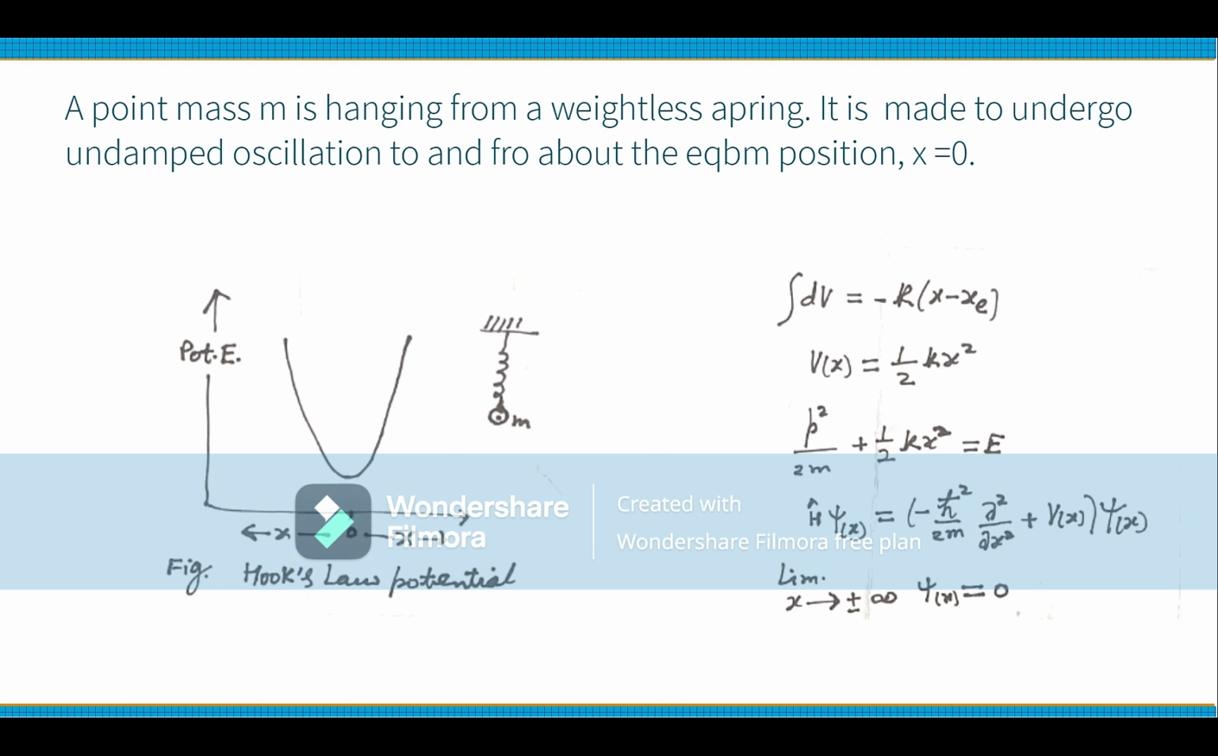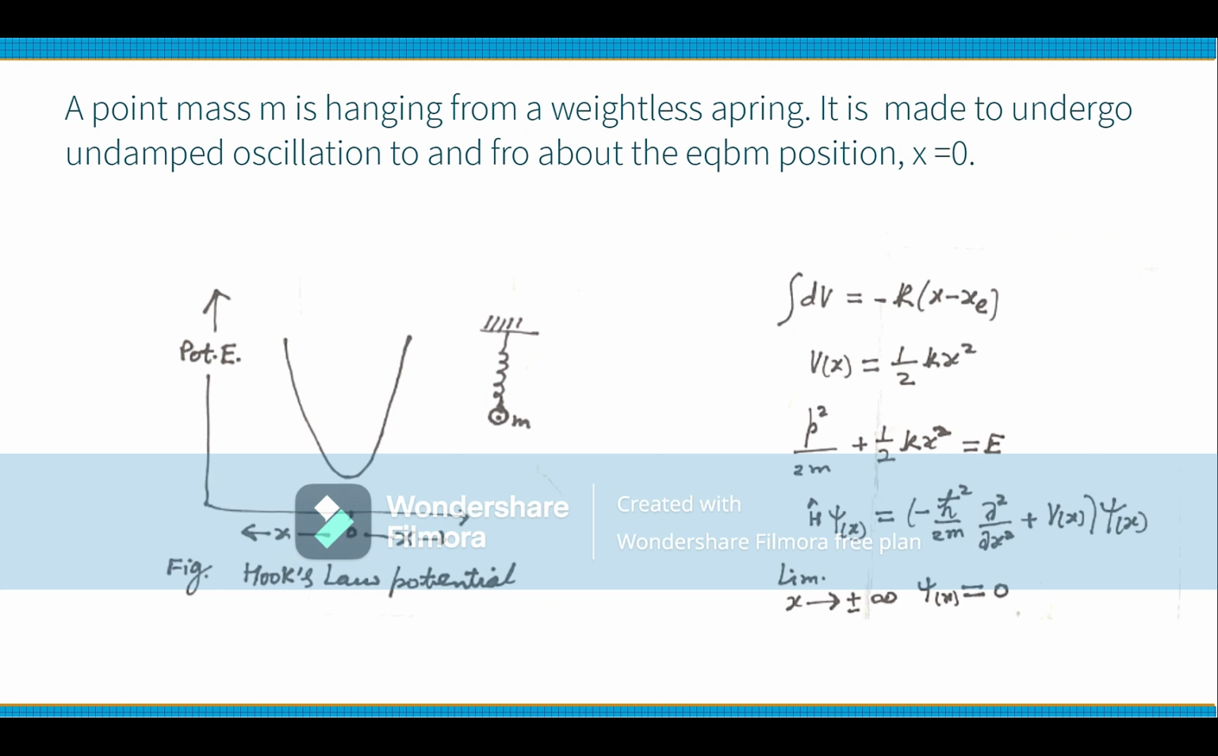Now, regarding the derivation of the potential energy formula, I have used a model. A point mass M is hanging from a fixed wall by a spring, and a spring is supposed to have no weight, although this is quite a joke. A spring must have weight, but for mathematical simplicity we have assumed that the spring does not have any weight.